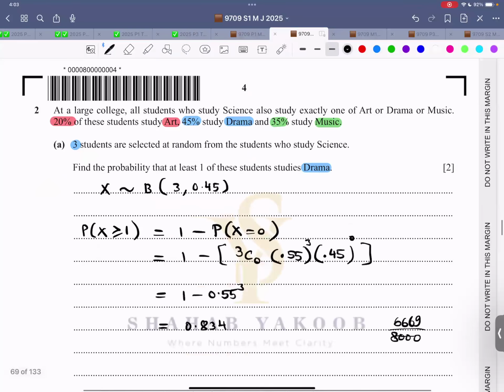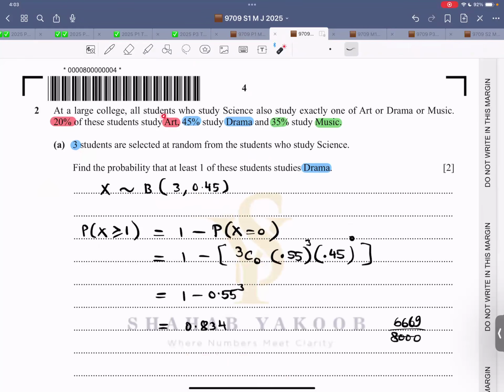So now it says, at a large college, all students who study science also study exactly one of art or drama or music. So art is in red color, drama is in blue color, music is in green color. What is the probability of people studying art? That's 20%, drama 45%, music 35%. So make sure that your data is all aligned. You don't mix it up. You don't read it like this, art 45% or drama 35%. No, that is why I'm doing this thing.